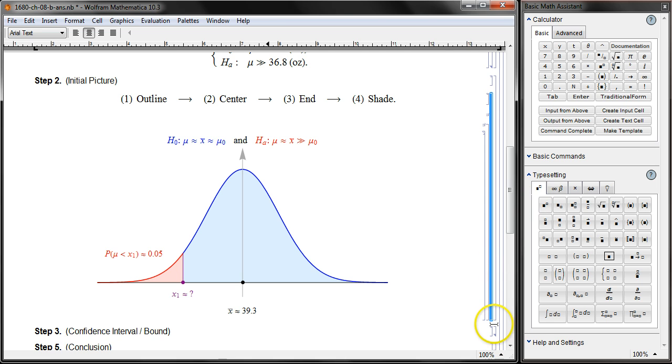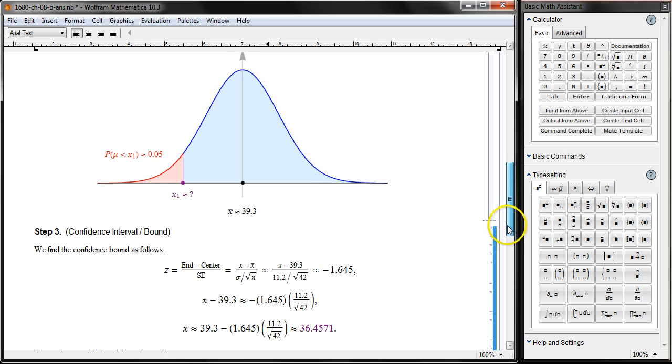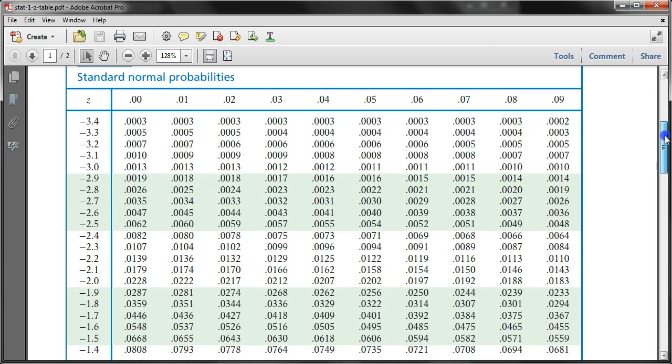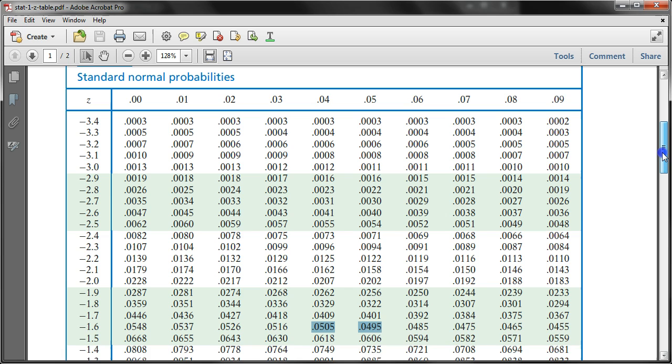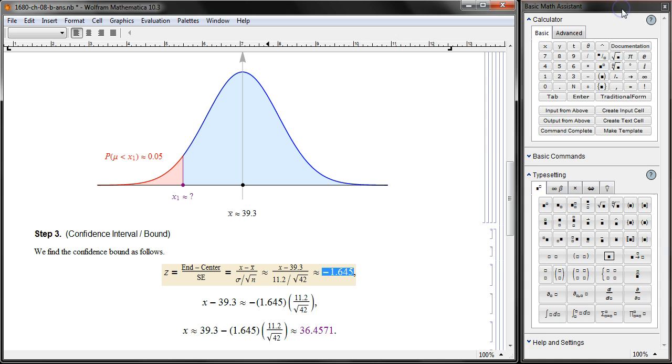What we do is this computation. Okay, x minus center over SE. We do that computation and then look up the appropriate z-score from the table. This is 5% to the left-hand side. Look up 5% from there. You're going to get negative 1.645. See? These two. It's between these two, negative 1.64 and negative 1.65. So somewhere in between, negative 1.645.